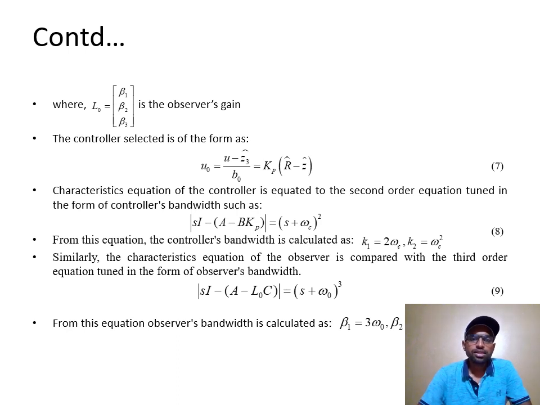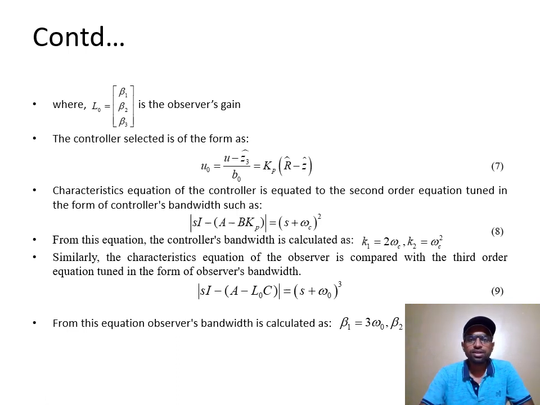The controller is selected such that U0 equals U minus Z3 cap upon V0, which can be written as KP times R cap minus Z cap. This is the standard form of the controller selected in ADRC methods. Now the tuning parameters are selected independently for the controller and observer. The characteristic equation of the controller, determinant of sI minus BKP, is equated to the second order equation (s plus omega C) whole square, tuned in terms of the controller's bandwidth.